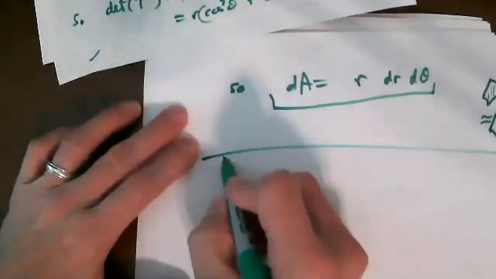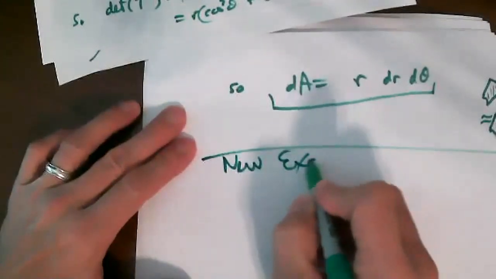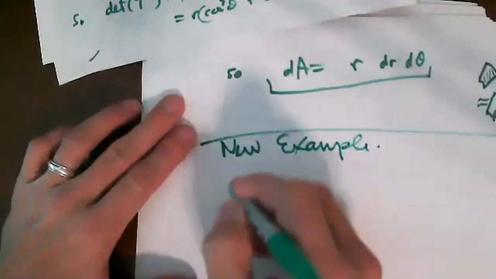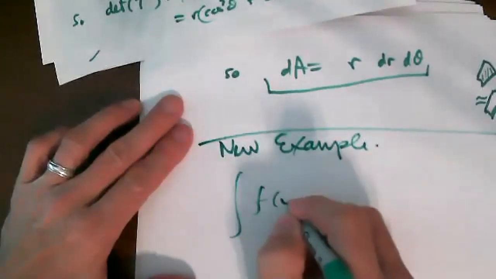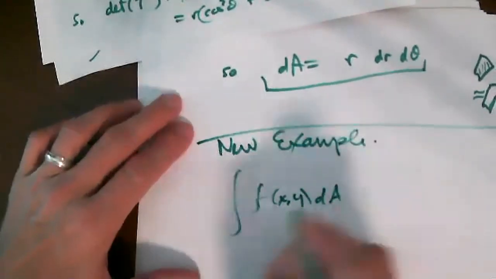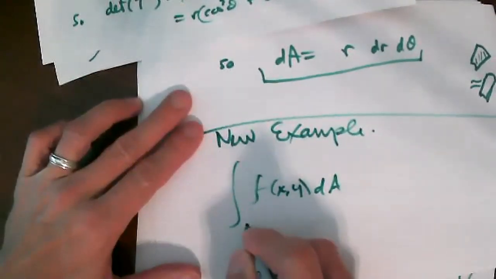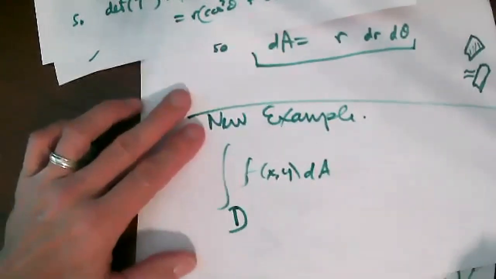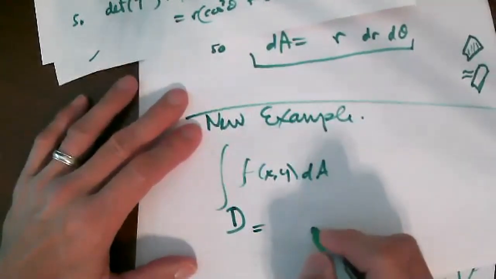All right, let me show you another example, guys. So here's my next one. Let me suppose that I ask you to calculate some integral of some function of two variables over the following region in the plane. I'll call it D because it's a diamond. So here's the set D.